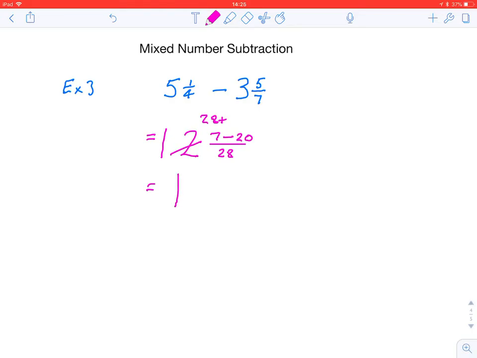Now how many 28ths? 28 add 7 is 35. 35 minus 20 is 15. So the numerator is 15, the denominator is 28, to give a final answer of 1 and 15/28. And that completes the recap.